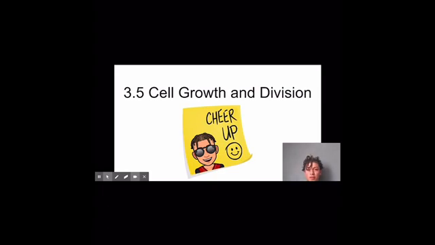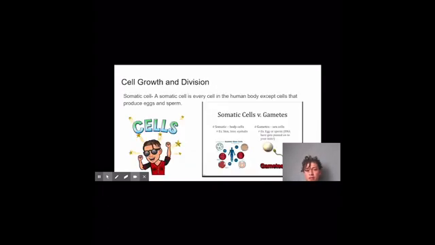Today we're doing 3.5, cell growth and division. There's a somatic cell. A somatic cell is every cell in the human body except the ones that produce sperm and eggs.